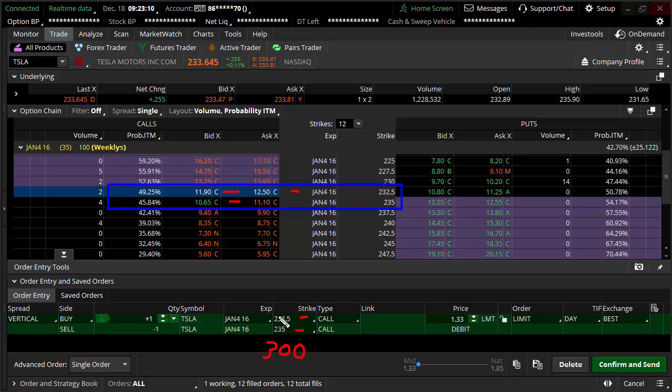It's okay. I have the right to buy the stock at 232.5. Somebody else has the right to take stock from me at 235. What's the most I can make? The most I can make in a vertical spread is the difference between strikes. In this case, it happens to be no more than $2.50.